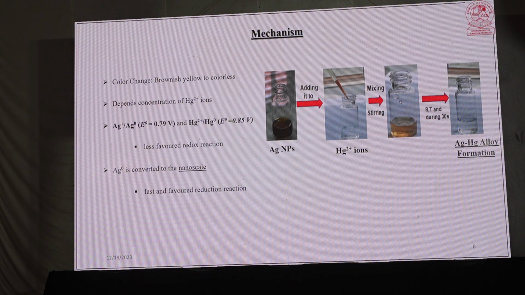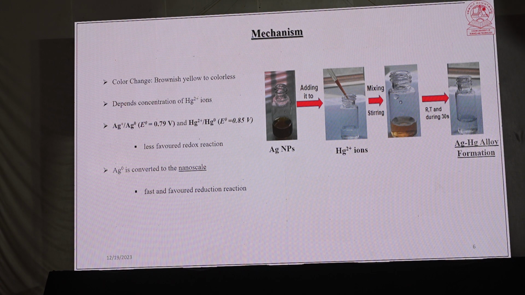Here, why do we use silver nanoparticles? If we use silver, we can see that the difference between the electropotential values of silver and mercury is very small. If we change to nanoparticle size, the electropotential value of silver nanoparticles becomes lower and the difference between them is high. Therefore, a fast, favored redox reaction takes place.